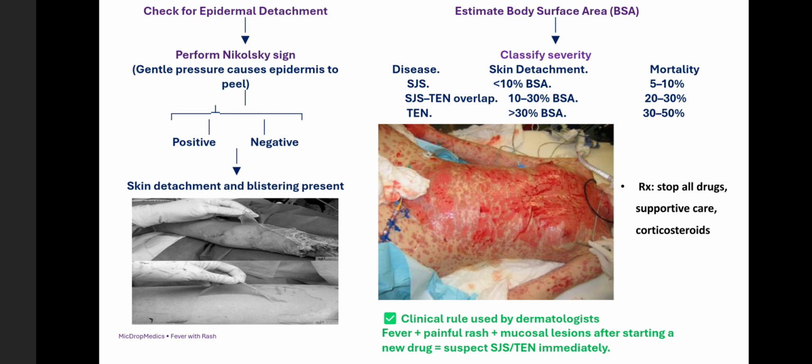Classify the damage based on body surface area. Under 10%, that's Stevens-Johnson syndrome, and over 30%, that's toxic epidermal necrolysis, where mortality rate hits a terrifying 50%. So the rule is, if you see fever with rash along with mucosal lesions after starting a new drug, it's Stevens-Johnson's until proven otherwise. Stop all drugs, start fluids, and call the burn unit.